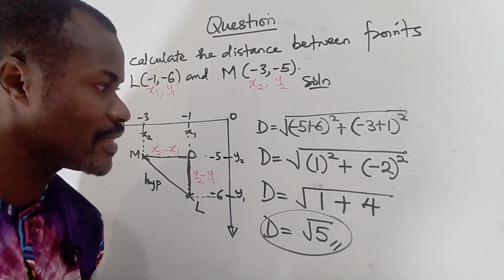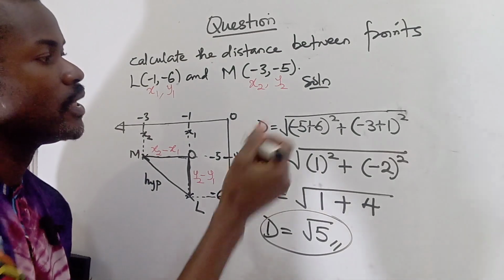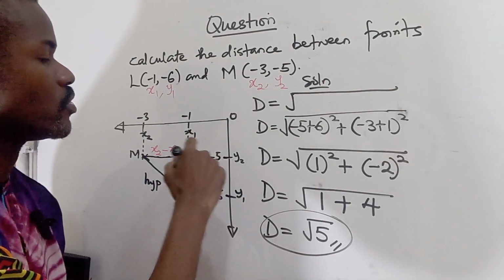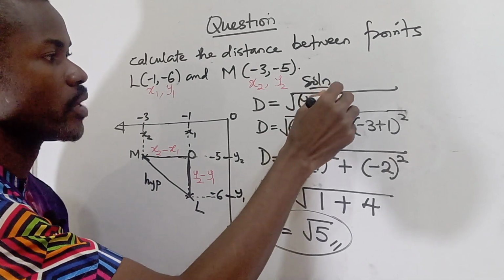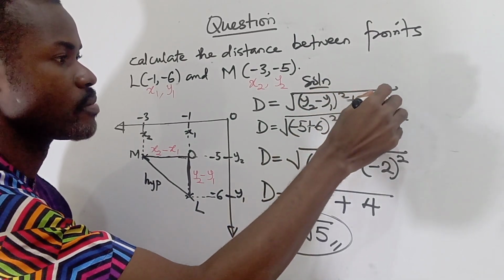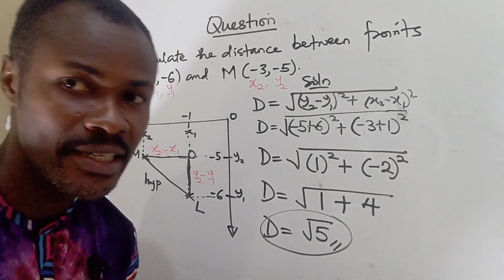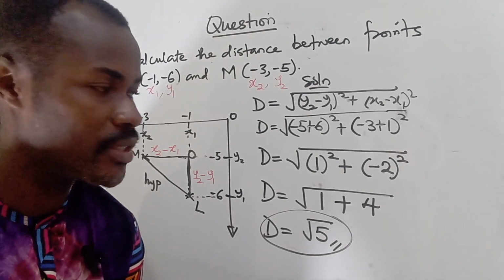Alright, but in case of exams, you don't need to go through all these steps. Simply remember your formula: distance is equal to the square root of y2 minus y1 all squared plus x2 minus x1 all squared. Simply write down that formula, substitute, and solve the problem to arrive at your answer.